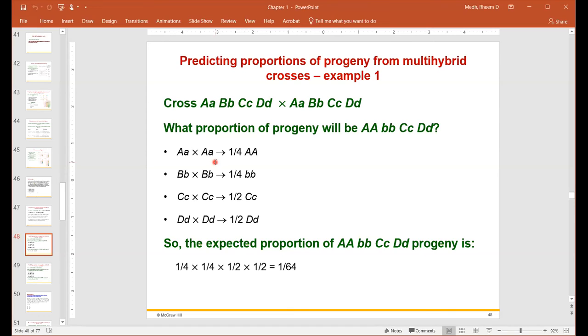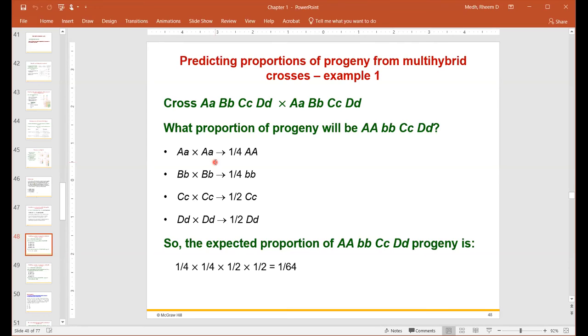You can change this to 1 out of 2 because it will be easier for you to calculate. So you apply the product rule because you want all of those 4 things to happen. Are you with me? And so that is going to be 4 times 4 times 2 times 2, which is 64. So it's 1 out of 64.